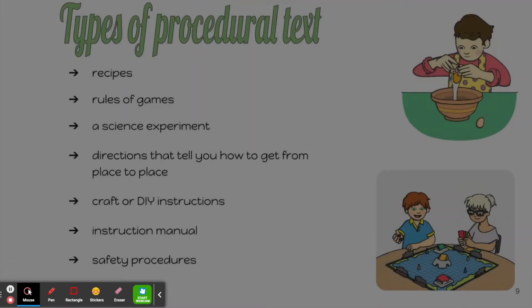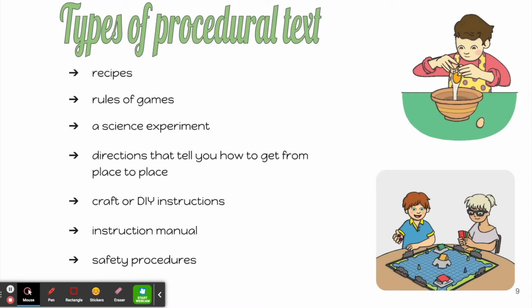Alright team, so types of procedural texts. There's recipes, rules of games, science experiments, directions that tell you how to get from place to place, craft or DIY instructions, instruction manuals, or safety procedures. These are all types of procedural texts.